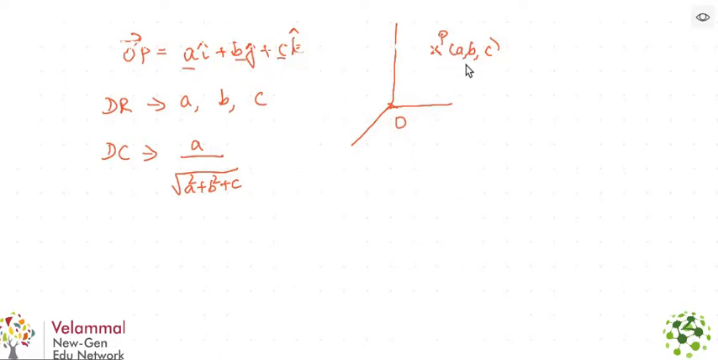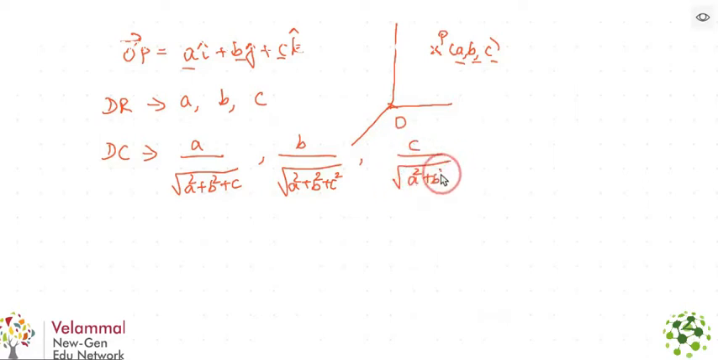Okay, and the position of P will be (a, b, c) on the coordinate plane, and the direction cosines will be a by root of a square plus b square plus c square, b by root of a square plus b square plus c square, and c by root of a square plus b square plus c square. This page actually is the basic concept.